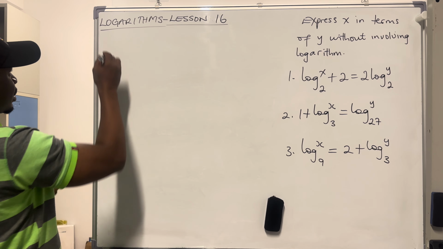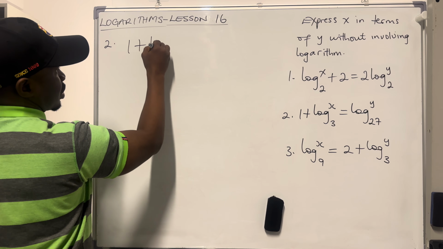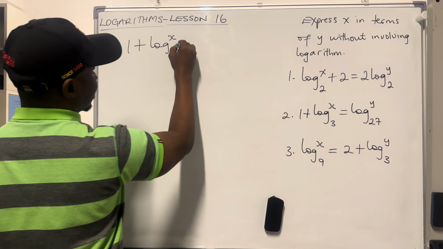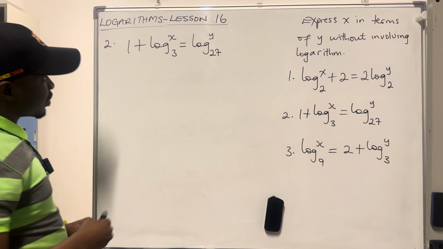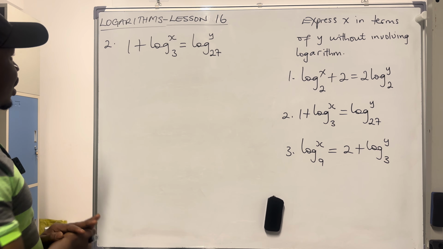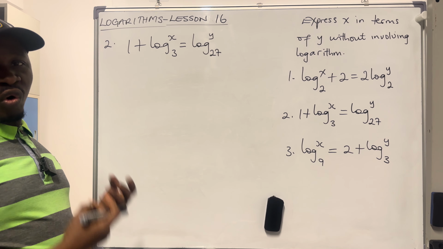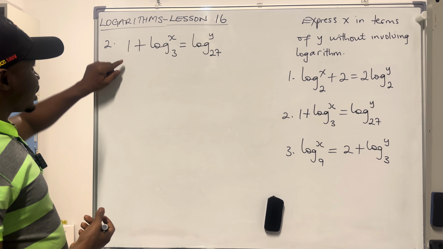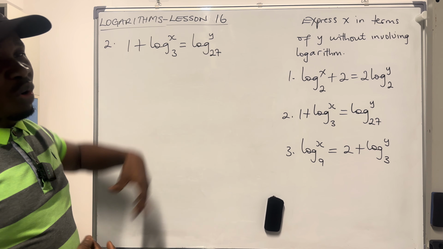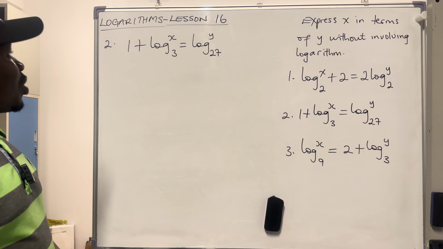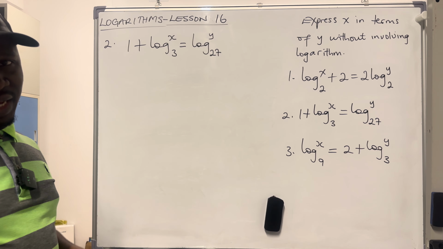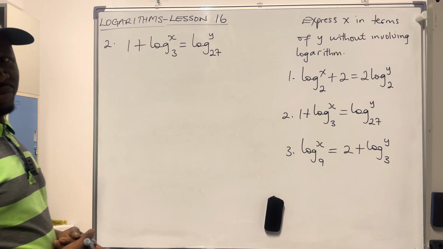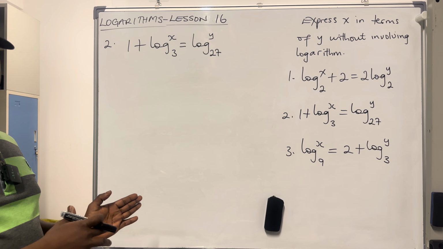The second one says 1 plus log x base 3 equal to log y base 27. All right, in the previous one, the number that was there without log, we converted it to become log. So this again, we can convert it to become log. But making this one become log is not the case here. Even if we give it base 3, this is not base 3. But let's find out and see what is coming.